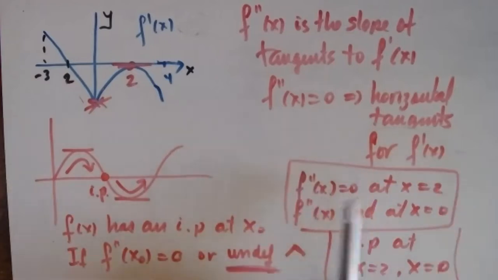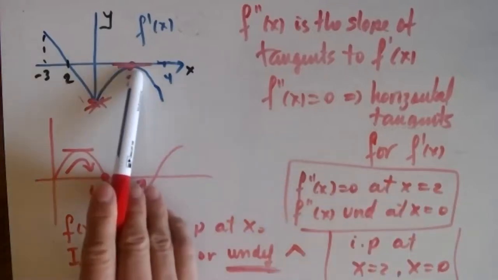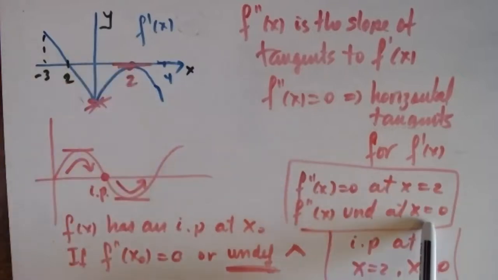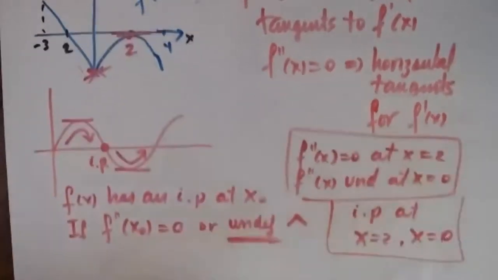So my conclusion, f double prime of x equals 0 at x equals 2 is this point. f double prime undefined at x equals 0 is this point that you have no tangent. So my inflection points are at 2 and 0.